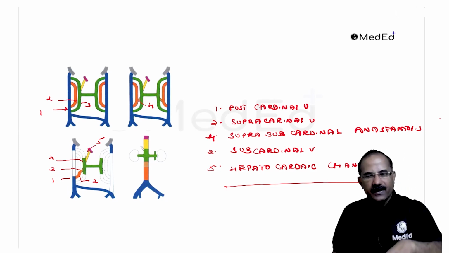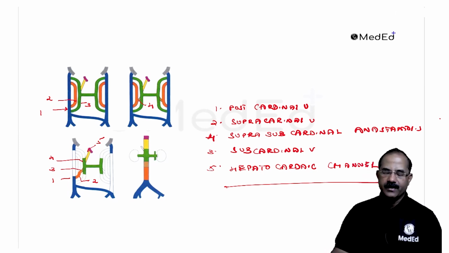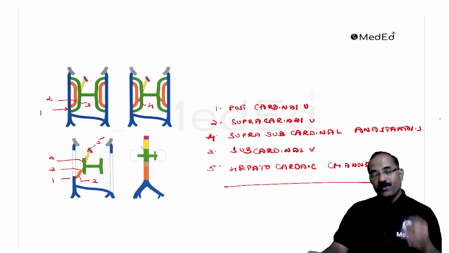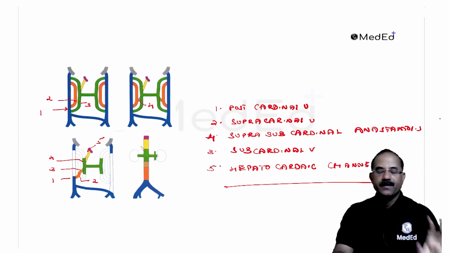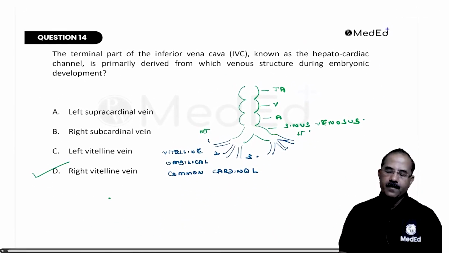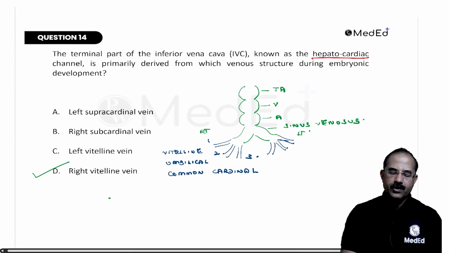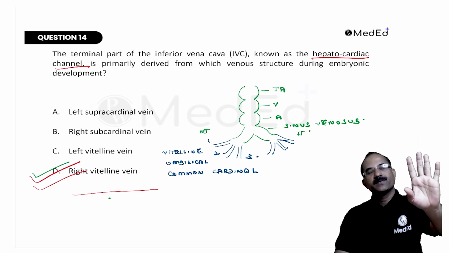Okay, this is a little difficult. This was a difficult MCQ. Yeah, perfect. So I've told you the derivatives of vitelline vein. I've told you how the IVC is formed. Clear? So the hepatocardiac channel is derived from right vitelline vein. I hope this is clear. Is it clear, children? Hello, is this clear?